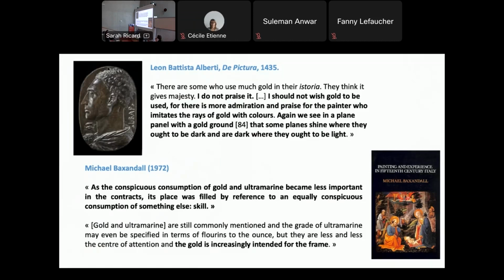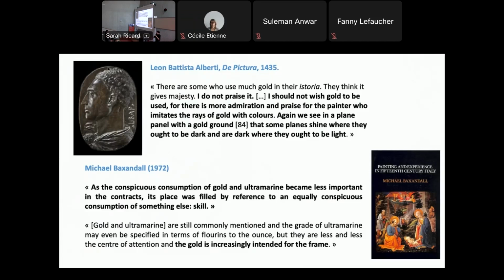We see in a plain panel with a gold ground that some planes shine where they ought to be dark and are dark where they ought to be light. And this is very interesting for us because it means also that the optical properties of this material were very much understood by painters of the time. And the fact that these optical properties could not be controlled enough with a metallic surface led also to new ways of imitating the effect of gold. And so the idea has been that gold was essentially replaced by the artist's skill.